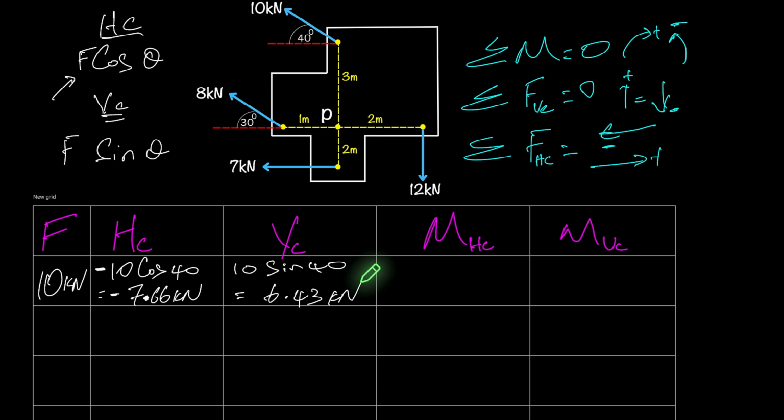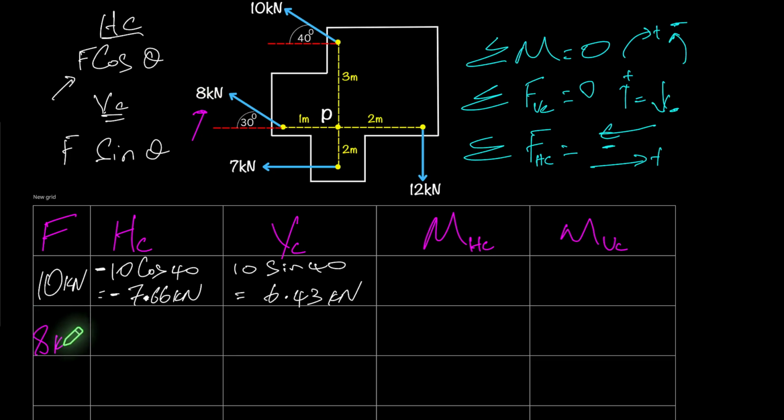Now it would be a bit better in terms of flow if we do all the force components first and then we work out the sum of the moments after. So let's just carry on with the force components. So the next force that we're going to look at is that 8 kilonewtons right there, and we can see it's going in the same direction, up and to the left, and we have an angle there of 30 degrees. So let's analyze that one.